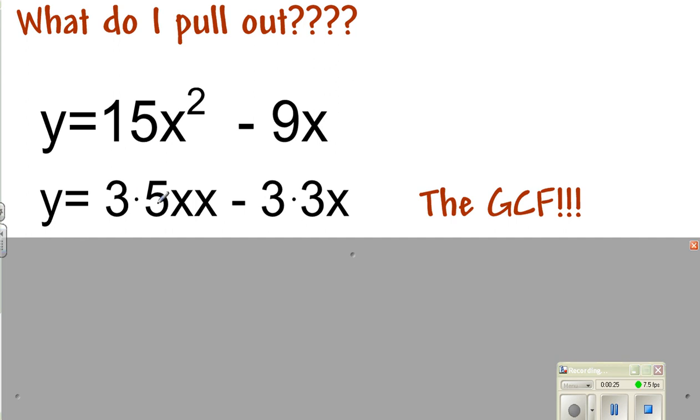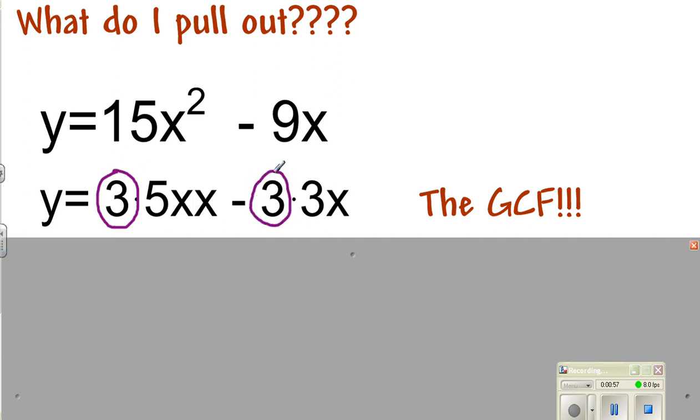15 is 3 times 5. Those are your prime factors for 15. Make yourself a little tree, that's all you're going to get out of it, 3 and a 5. And the x squared is x times x. Then we're going to subtract, here's our other term, 3 times 3 is 9, and an x. Now when you look at these two terms, all prime factored out, it's easy to see they both have 3.